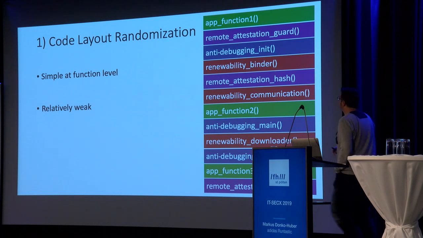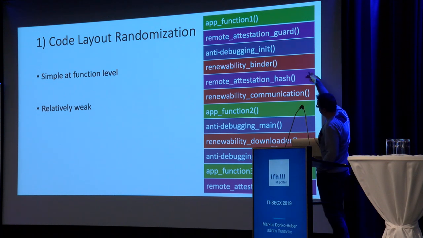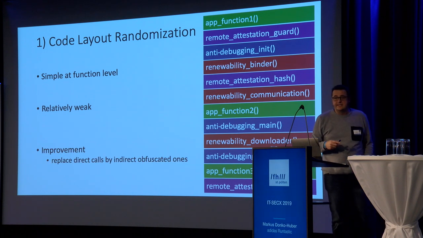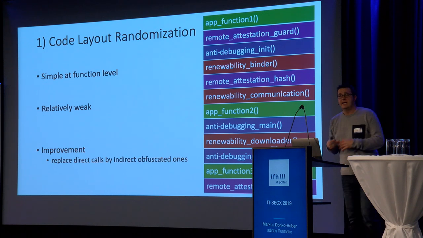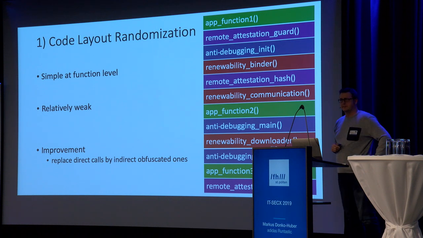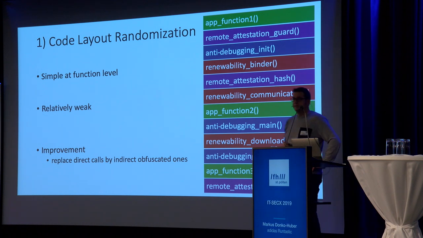One of the problems is that you're still going to have calls, for example, from here to here, because it's related functionality, and so it's easy for an attacker to link them back together. You can prevent this, for example, by replacing direct calls by indirect calls, but still, it's reasonably weak. So maybe we can go further.